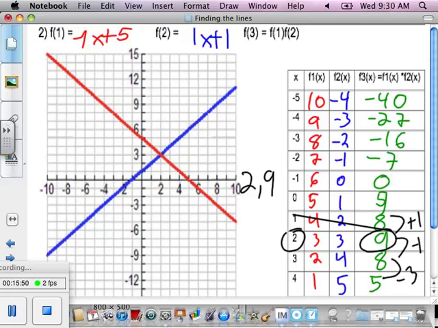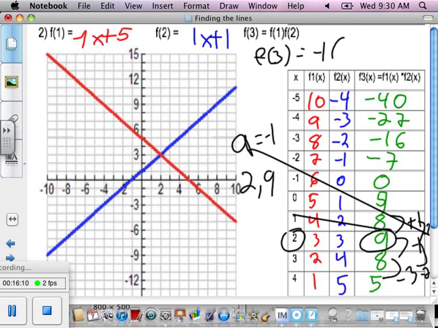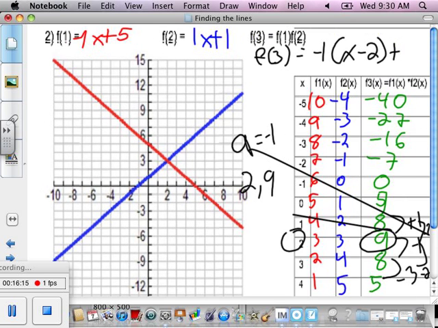Negative 1 to negative 3, what did I do? Subtracted 2. It's 4. So what's half of 2? 1. So A is negative 1. So we get f of x equals negative 1 times (x minus 2) squared plus 9. Nice catch. Yes.